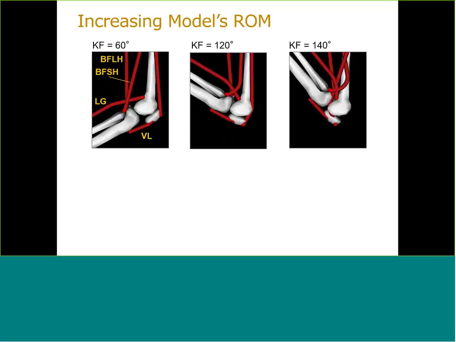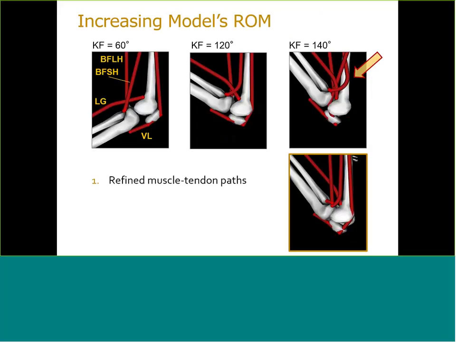Now, as I said before, the model we're using was designed to study walking, but our cyclists flex the knees over a much wider range of motion. So our next step was to increase the model's range of motion. So we did this, but unfortunately, we found that the paths of several muscles failed at these high knee angles. So for example, the biceps femoris short head, which is normally a knee flexor, started lengthening as the knee was flexed. And we also saw that the vastus lateralis just fell off its wrapping surface. So we had to tweak the muscle paths to fix these issues.